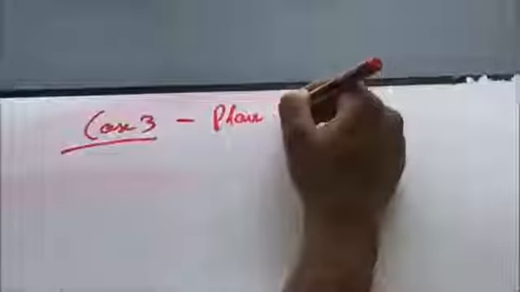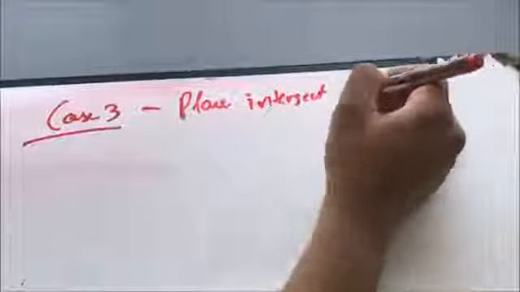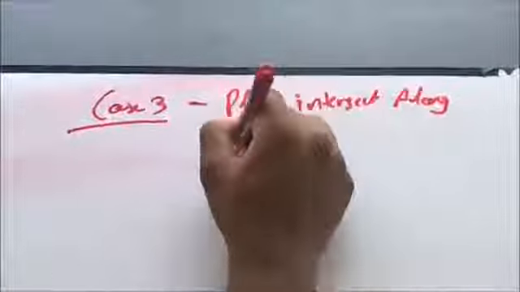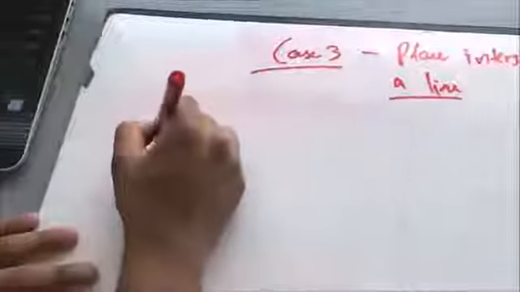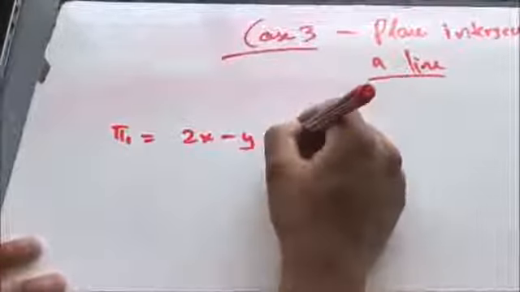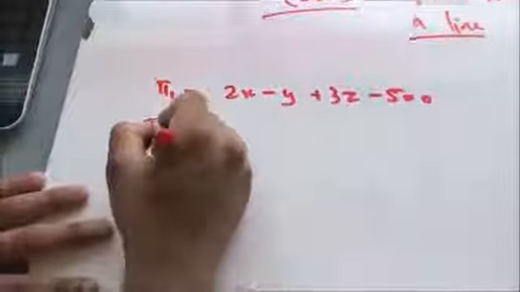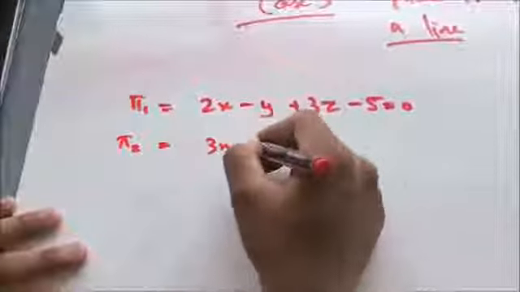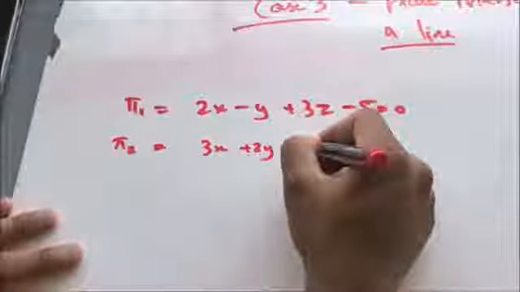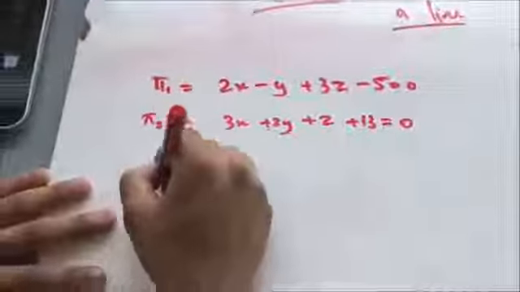So now let's look at case 3. This time, this is when the planes intersect along a line. The equation of plane 1 is 2x minus y plus 3z minus 5 equals 0. The equation of plane 2 is 3x plus 2y plus z plus 13 equals 0. So let's make a diagram of the situation.